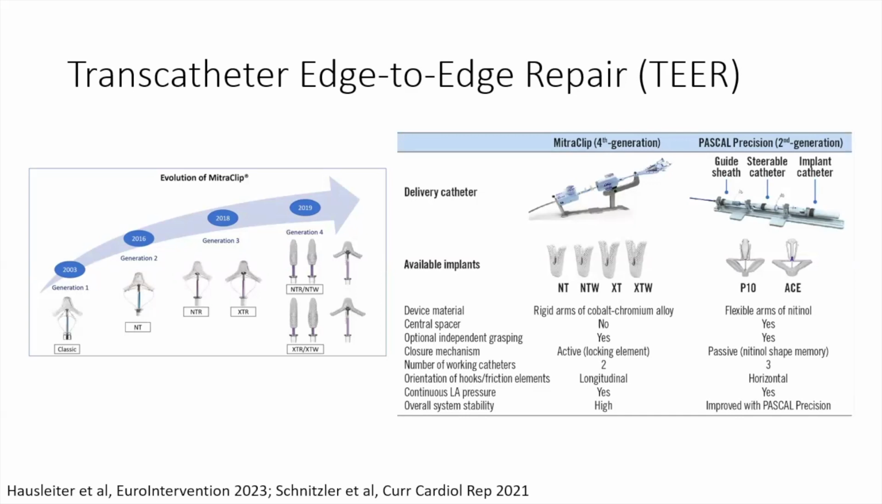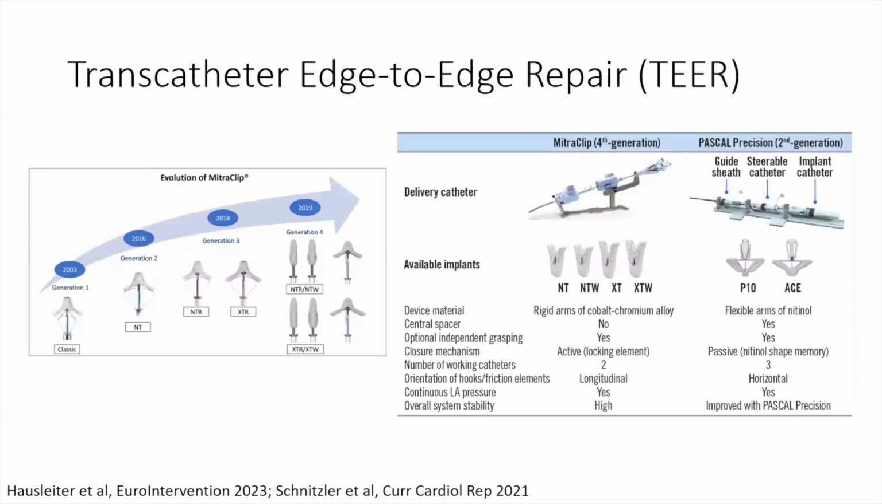They also developed some additional technologies. For example, the 4th generation clips have an independent grasping mechanism, which means that instead of simultaneously grasping the leaflets, the leaflets can be grasped one by one. That allows for better grasping, which I'll show you is actually really important to prevent these leaflet adverse events.